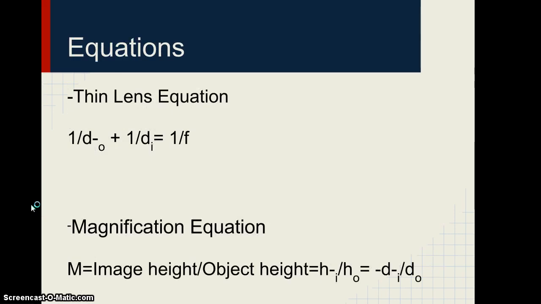Equations. The thin lens equation is the first one that we will be using. It is 1 over the object distance plus 1 over the image distance is equal to 1 over the focal length.